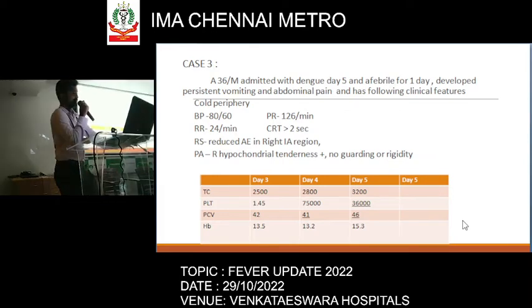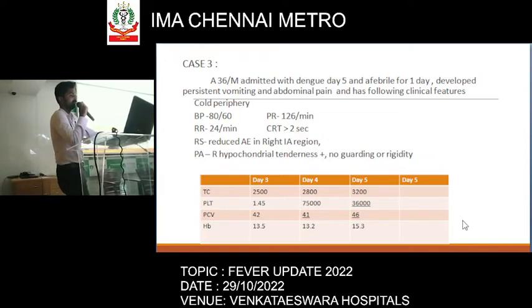So his routine blood investigations, his total count was gradually on the rising end, 2,500 to 3,200 on the day 5 of the fever. And his platelet on day 3 is 1.45 lakhs, gradually it dropped to 75,000 and 36,000. His hematocrit is 42, 41 and 46. So he is in a hemoconcentration state as of now.